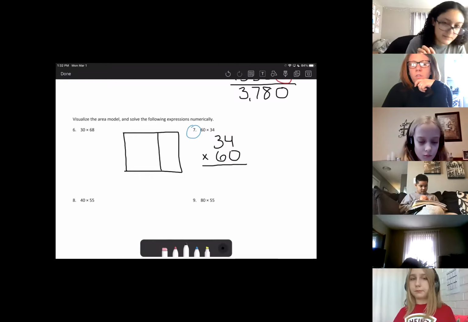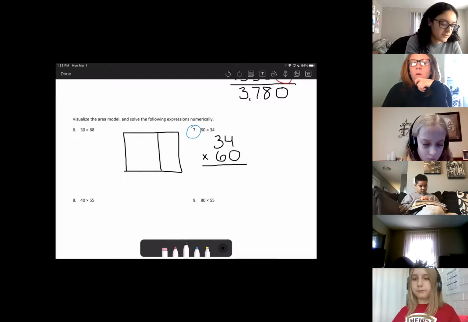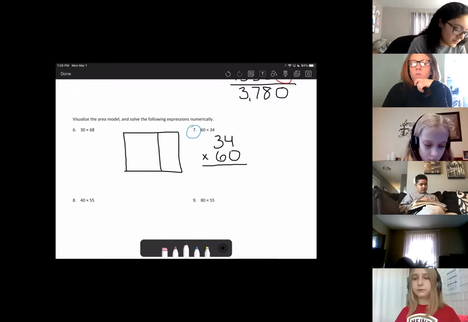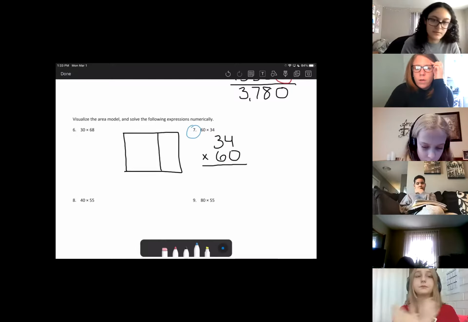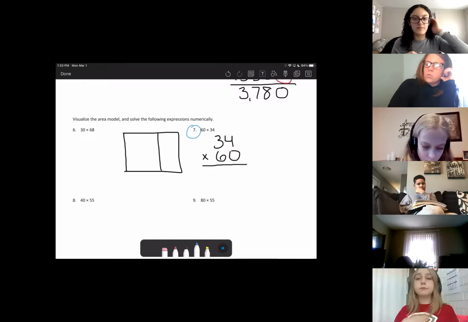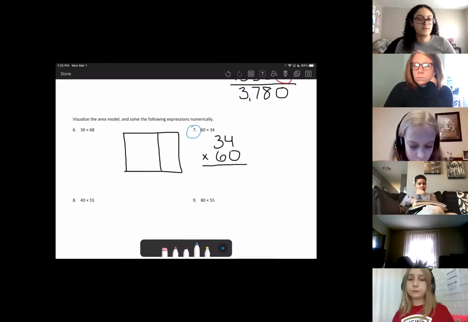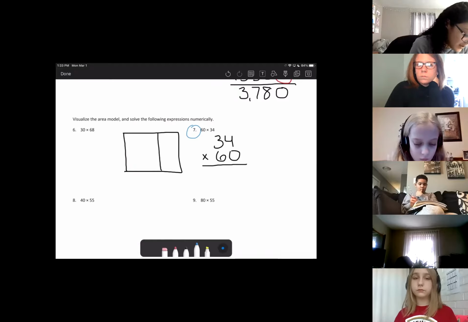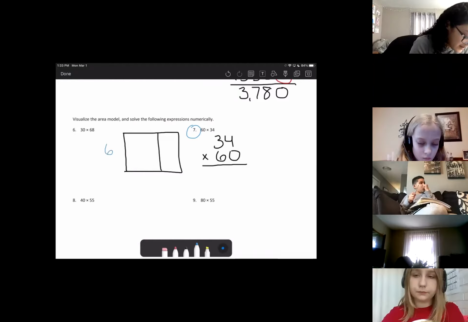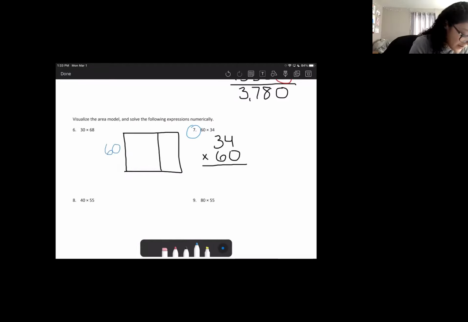Okay, all right. Caliana, watch Miss Gabine. Look, she's helping you. This is what they want you to start visualizing. And you guys know from reading, that means creating pictures in your mind. So we visualize our rectangle: we had 60 on this side, and then we split up 34 into 30 and 4.